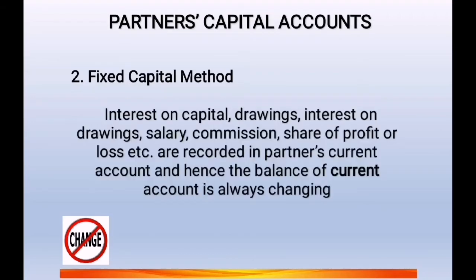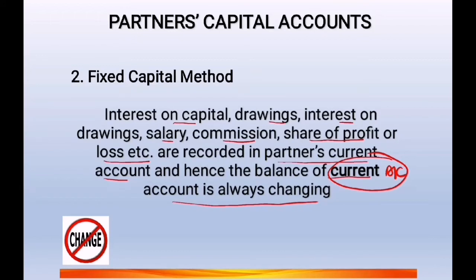However, all other items given to a partner during the year, like interest on capital, drawings, interest on drawings, salary, commission, share of profit or loss, are recorded in the partner's current account, and hence the balance of current account is always changing. So, whatever happens during a particular year under fixed capital method is always shown in the current account of a partner.